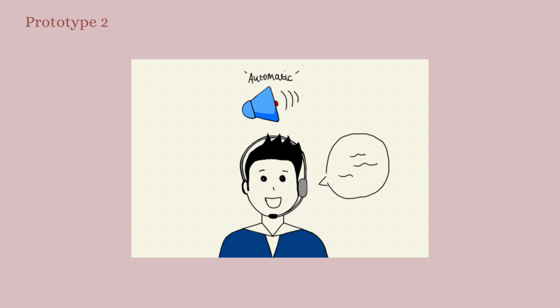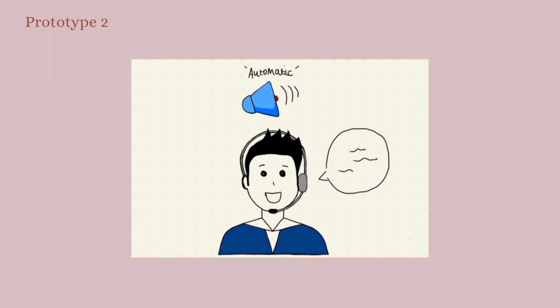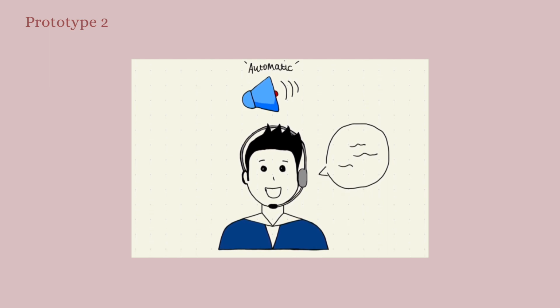The second prototype is a microphone headset specialized for teachers. It has a feature that detects when the speaker's voice is raised, which turns on the mic automatically for louder sound and turns off when the speaker talks normally.